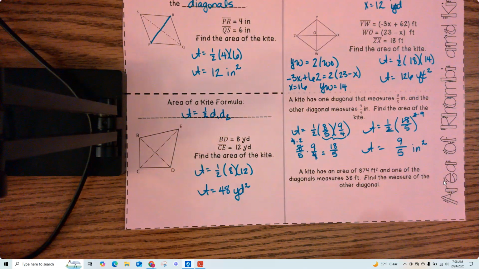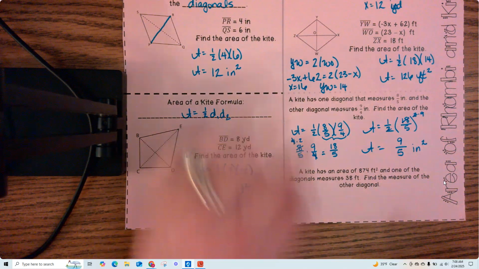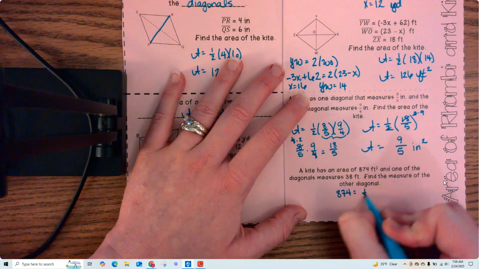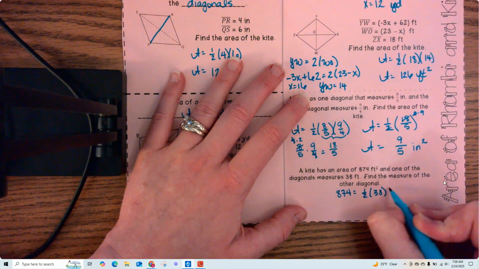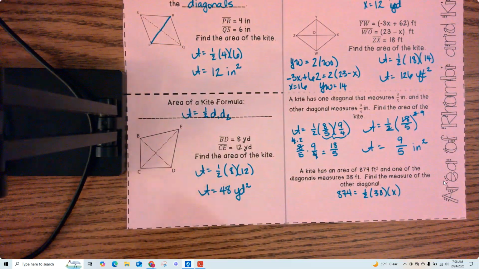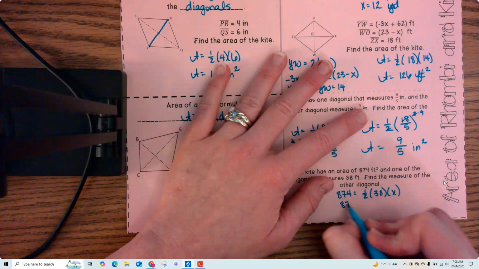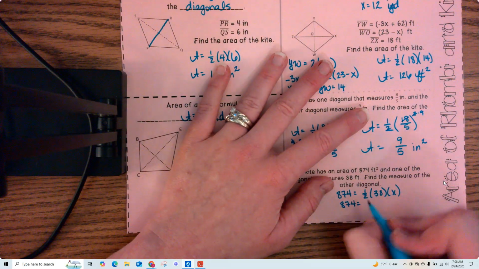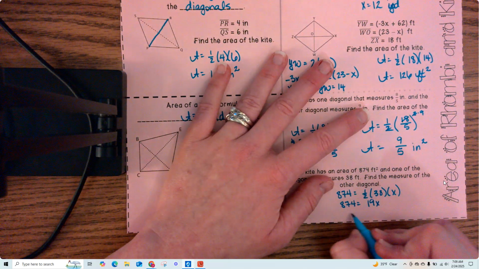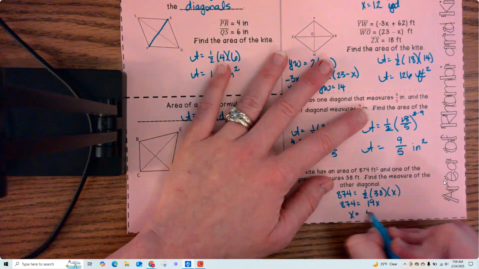Okay, multiplying fractions. And then finally, a kite has an area of 874 feet squared, and one of the diagonals measures 38 feet. Find the measure of the other diagonal. So area equals half of one diagonal times the other diagonal. Okay. This one, if I wanted to solve by hand, half of 38 is 19. And then I could divide both sides by 19. And that other diagonal is going to be 46 feet.